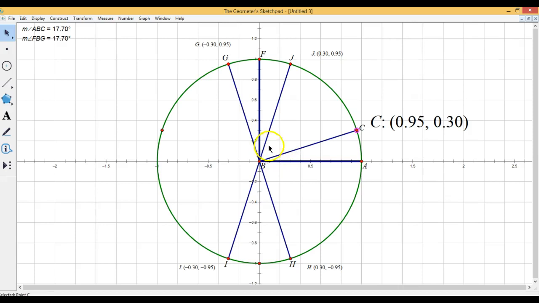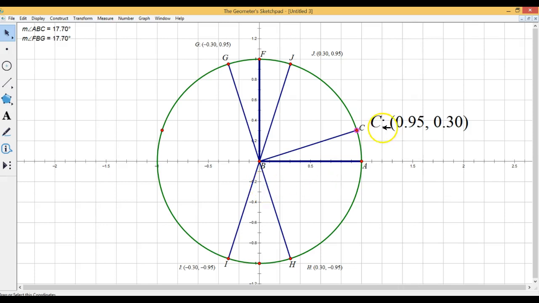If that's theta, then this one around here, ABJ, is 90 minus theta. This angle around here, ABG, is 90 plus theta. The angle right around here to I is 270, or 3 pi on 2 minus theta. And finally, all the way around to H, ABH, 3 pi on 2 plus theta.